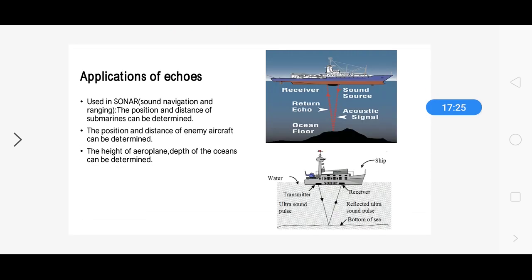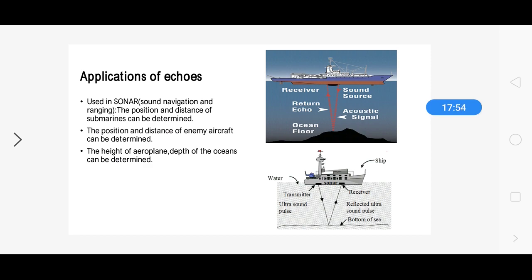Next one, the applications of echoes. The applications where we use these echoes. There are so many applications for the echo concept, and I am just going to explain some of the applications. Here, this concept is very much used in sonar. Sonar means sound navigation and ranging.